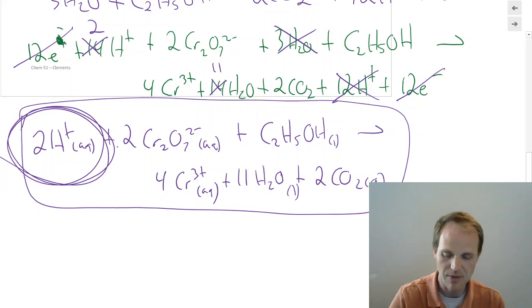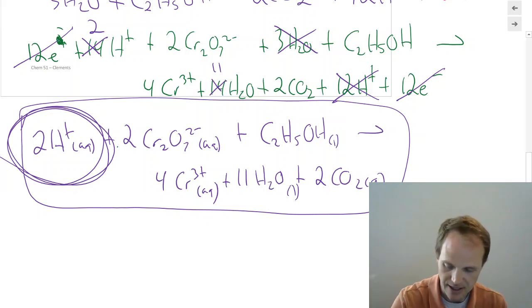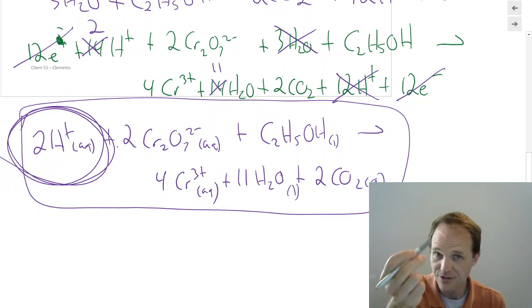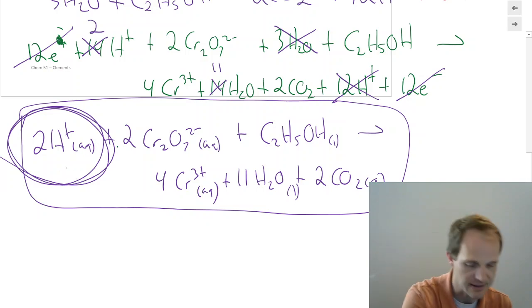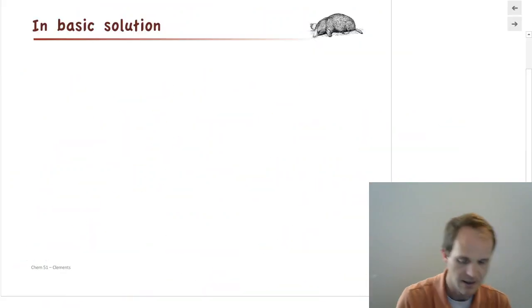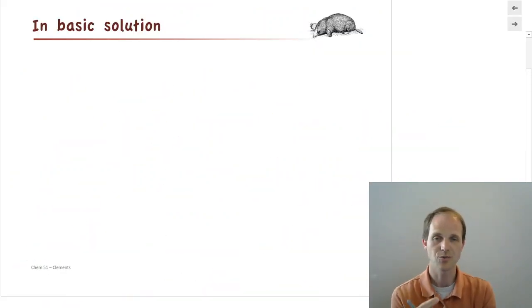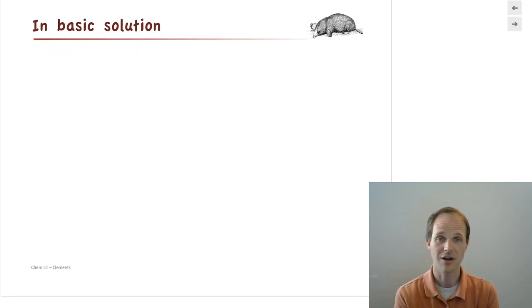Well, it turns out most electrochemistry is done, and I have no idea why I can't erase anymore. I have something that has an eraser on it, but it's not letting me erase. No erasing. All right, most things, when we run electrochemical reactions, we either choose to run them in acidic solution by adding an acid, like we might run this in hydrochloric acid, or a car battery is run in sulfuric acid, H2SO4.